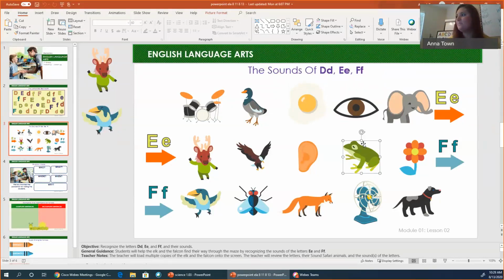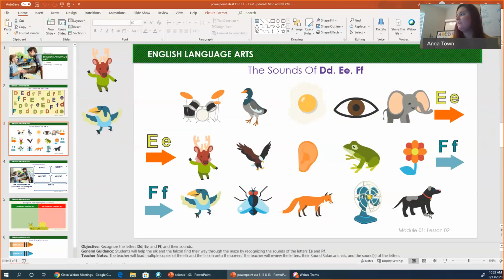Okay, I'm going to go over here. What is this picture of? It's a frog. This is a frog. Can you tell me what sound you hear out of these? D, E, or F? D, F, or what sound do you hear? Frog. Good job. The F sound.